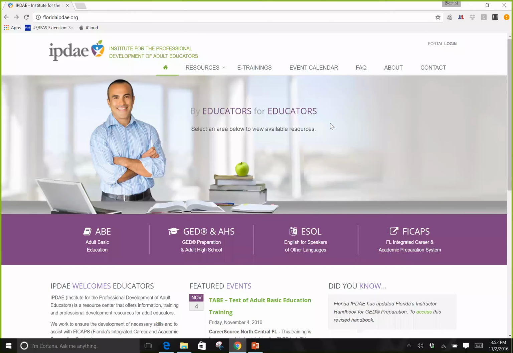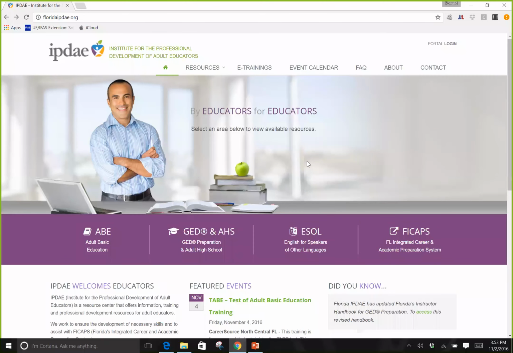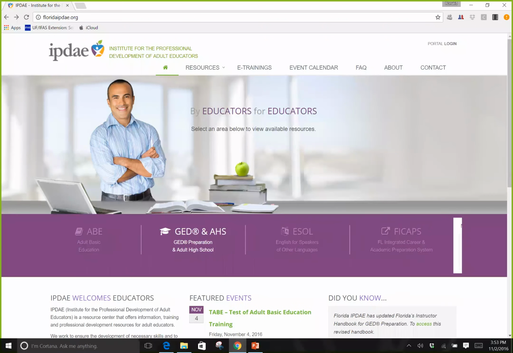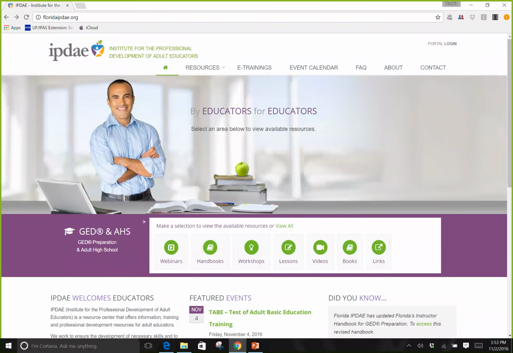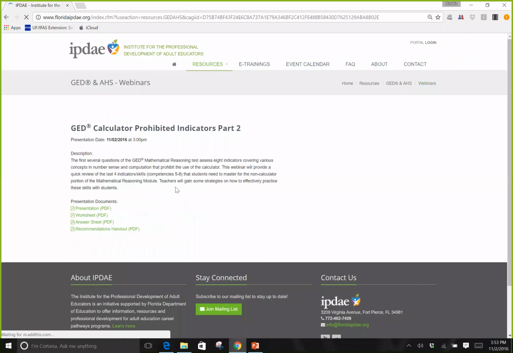If you go into your IPDAY website, you don't even really have to log into your portal to access the webinar materials. All you've got to do is go into the middle section, hover over and click on GED, and then this is a webinar. So you click on the webinar section, and then you can see right here, GED Calculator Prohibited Indicators Part 2. Just in case you have missed a portion of this webinar, you can click on here.